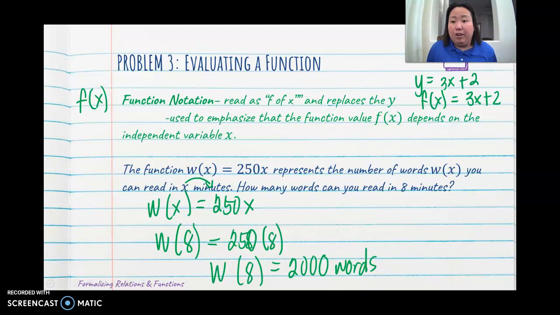So when you are evaluating a function, all you need to do is give a specific value to the input variable, and then you simplify the whole thing. You use your PEMDAS, your grouping symbols, your distributive property, all of those things, so that you can come up with one value, okay? And so in this problem, you can read 2,000 words in 8 minutes, okay?